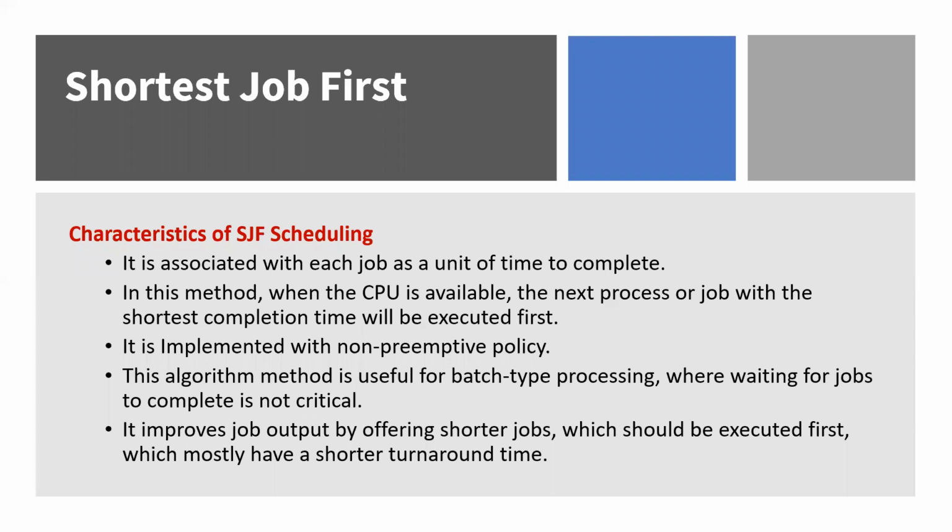Shortest job first. SJF is the full form of shortest job first. It is a scheduling algorithm in which the process with the shortest execution time is selected for execution next. This scheduling method can be preemptive or non-preemptive. It significantly reduces the average waiting time for other processes awaiting execution. And listed here are the characteristics of shortest job first scheduling.